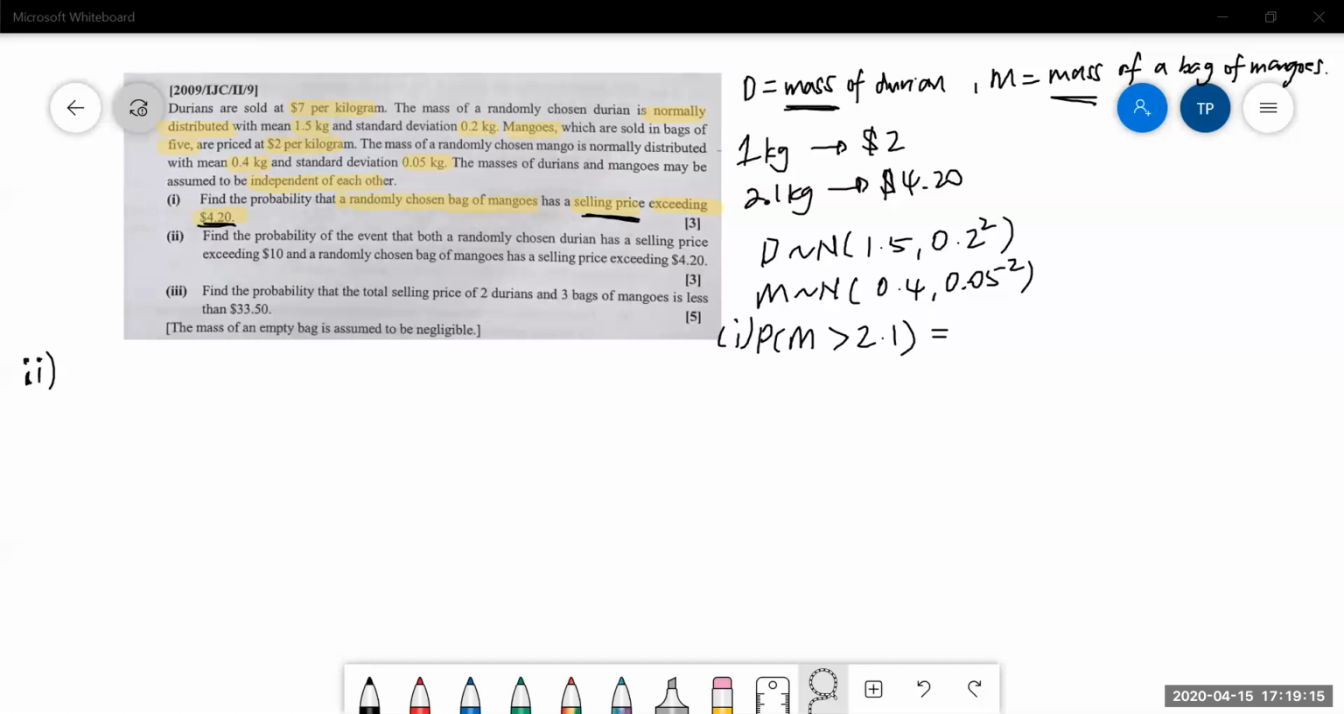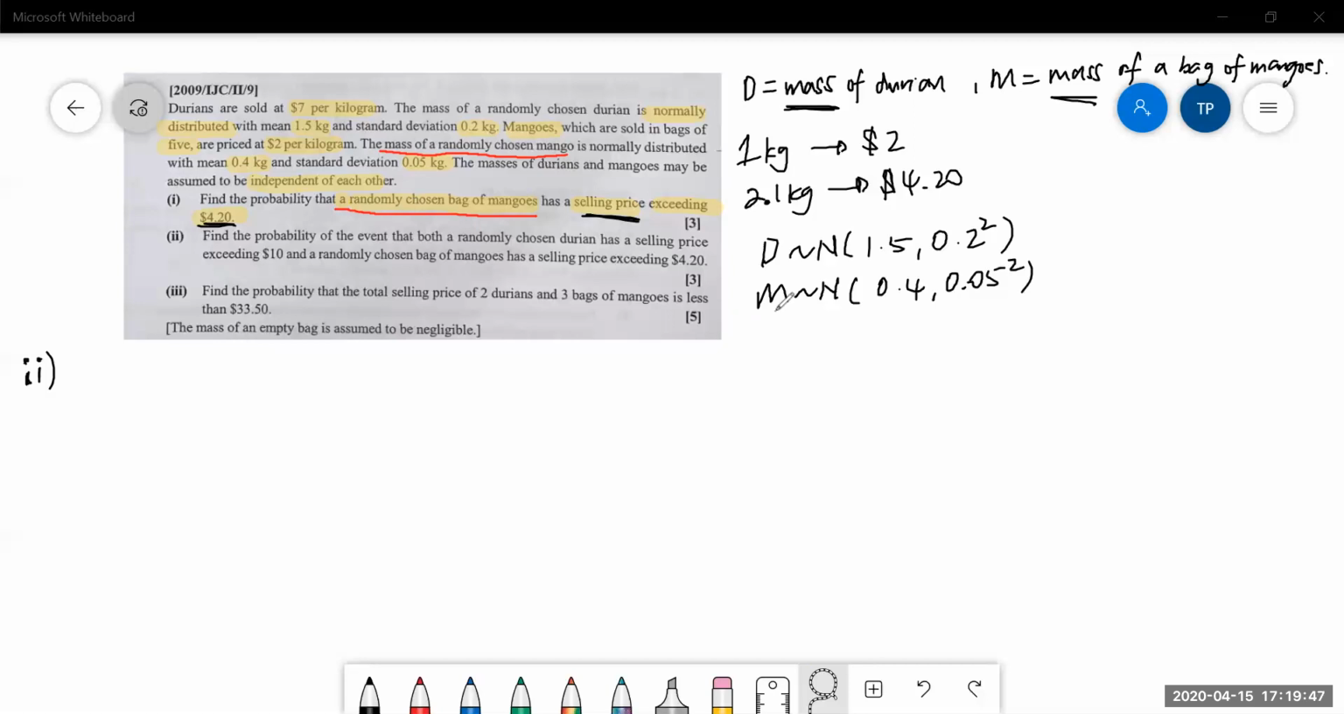Oh, my bad. I know why already. I'm reading the question again, and there is something wrong. I made a very grave mistake. It said the mass of a randomly chosen mango. I fell into their trap. Here it is a randomly chosen bag of mangoes.